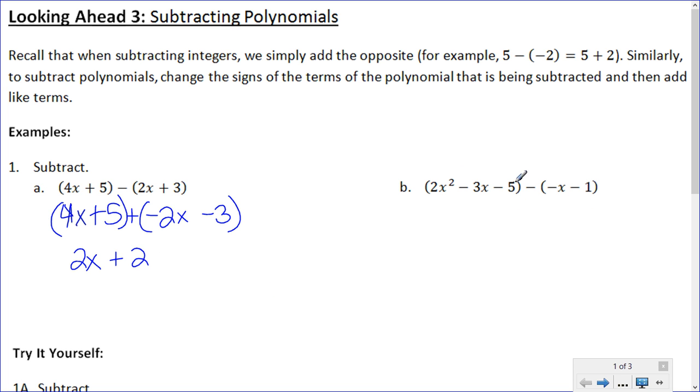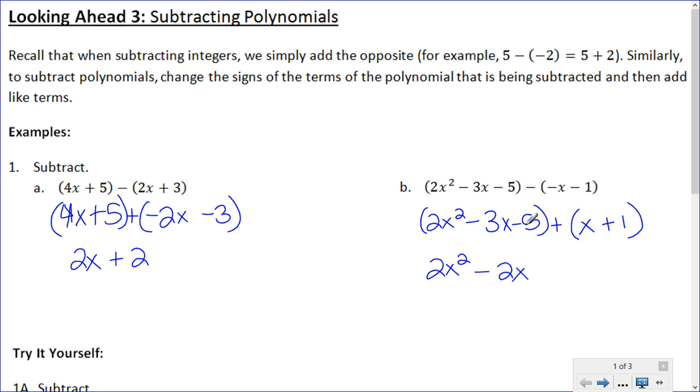Let's do the same thing for this example. So we'll keep the first polynomial the same, and then we change subtraction to addition, and we change the sign of both. So negative x becomes positive x, minus 1 becomes plus 1. And now we combine like terms. So there's nothing that goes with this 2x squared, so we'll just keep it as 2x squared. We have negative 3x plus x. Negative 3 plus 1 is negative 2, so that's minus 2x. And negative 5 plus 1 is negative 4.